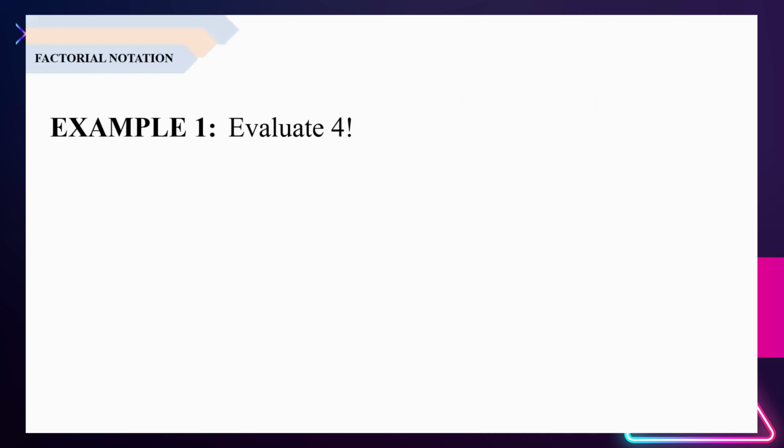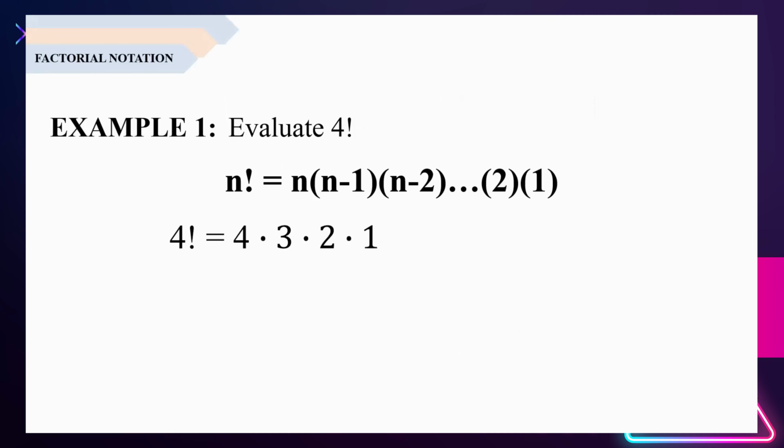Evaluate 4 factorial. Using the formula n factorial is equal to n times n minus 1 times n minus 2 up to 2 times 1, we have 4 factorial is equal to 4 times 3 times 2 times 1. So if you can see, descending order tayo from 4 until to reach 2 times 1. So 4 times 3 times 2 times 1 is equal to 24. Therefore, 4 factorial is equal to 24.